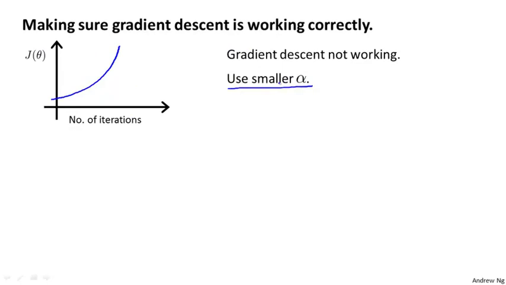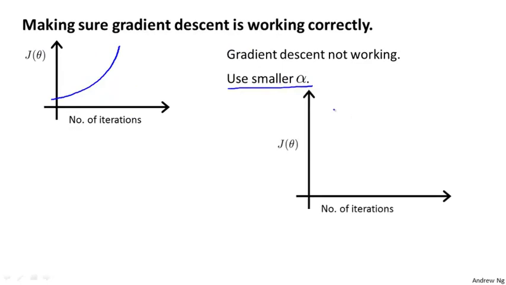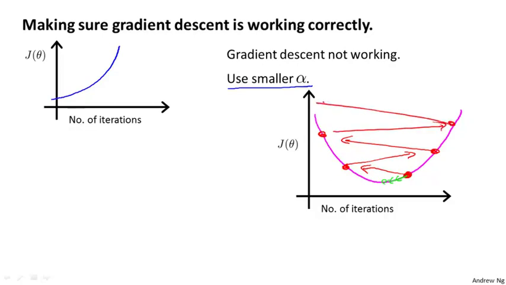If J of theta is actually increasing, the most common cause for that is if you're trying to minimize a function that looks like this, but your learning rate is too big. If you start off there, gradient descent may overshoot the minimum and send you there. And if the learning rate is too big, you may overshoot again and send you there, and so on. What you really wanted was for it to start here and slowly go downhill, right? But if the learning rate is too big, gradient descent can keep on overshooting the minimum, so that you actually end up getting worse and worse, getting to higher values of the cost function J of theta, so that you end up with a plot like this.